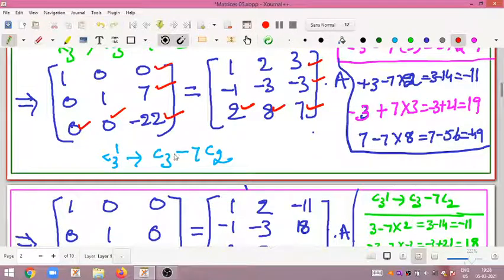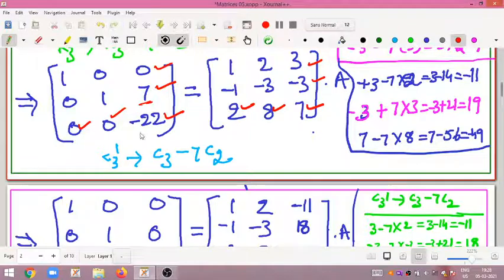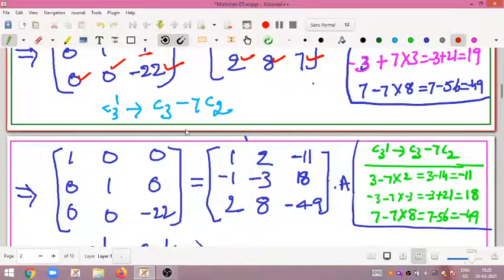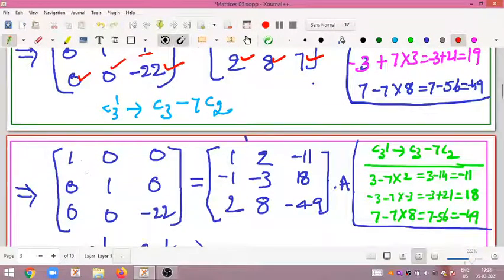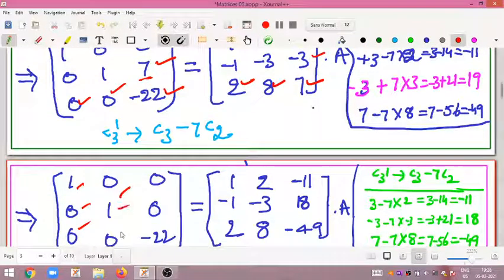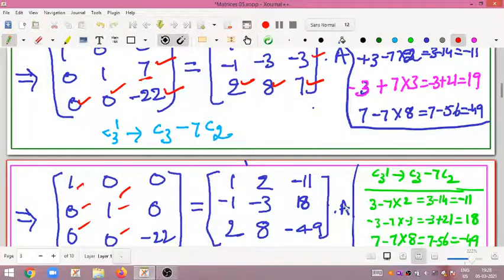Okay, again what do you want? C3 implies C3 minus 7 C2. This one we want to make 0. So that's why C3 implies 7 into C2. That's why see here, 7 into C3. C3 element is what? C1, C2 I wrote here, C1 1 0 0, again 0 0 1 0 I wrote here. C3 element, first C3 element is what? 3.